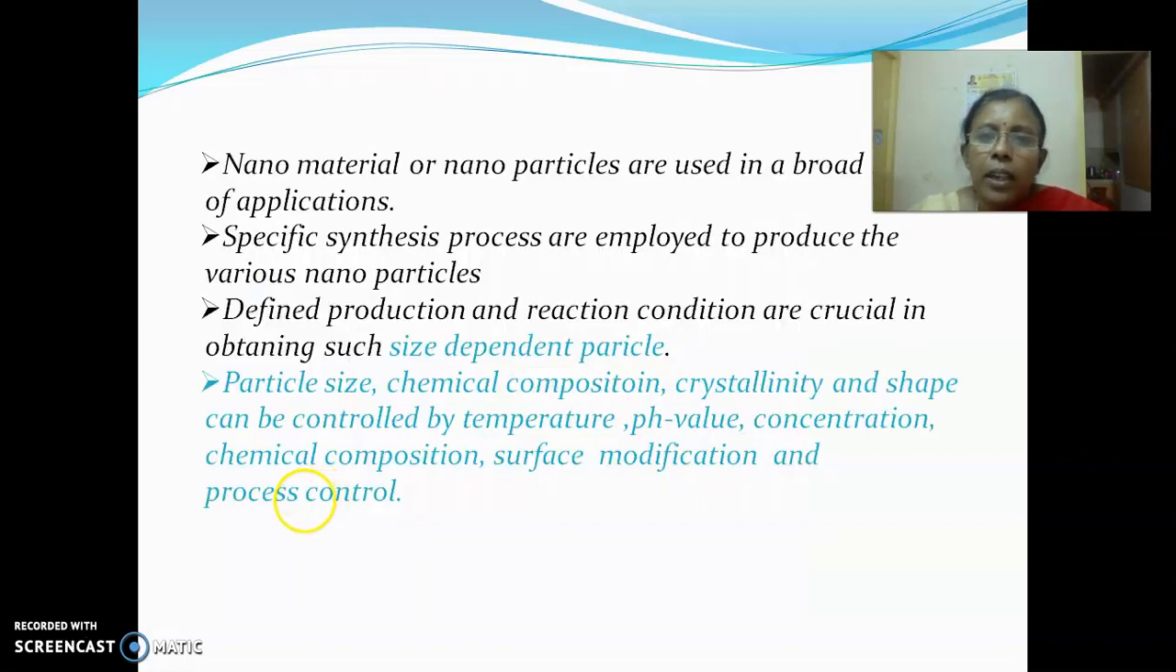Nanomaterials or nanoparticles are used in a broad spectrum of applications. Specific synthesis processes are employed to produce the various nanoparticles. Defined production and reaction conditions are crucial in obtaining such size-dependent particles. Particle size, chemical composition, crystallinity and shape can be controlled by temperature, pH value, concentration, chemical composition, surface modification and process control.